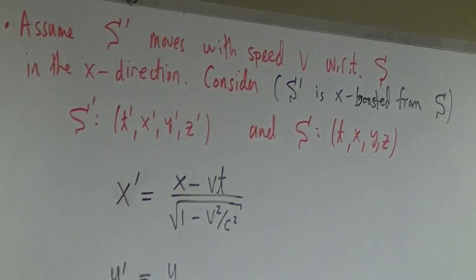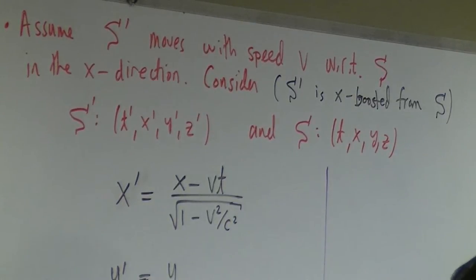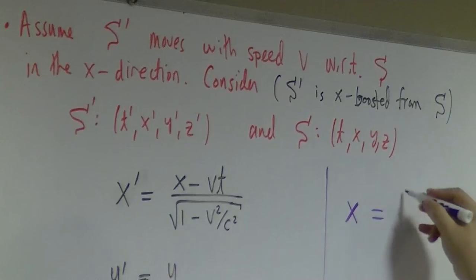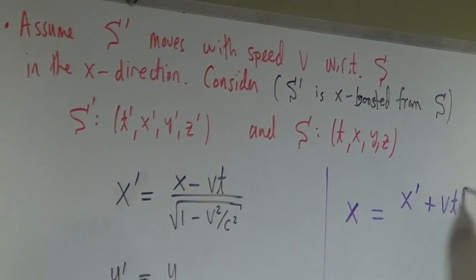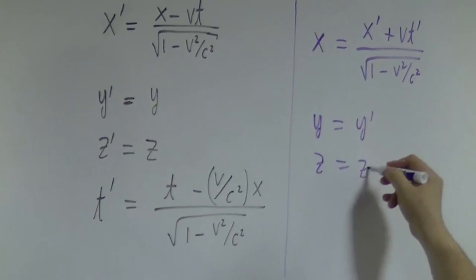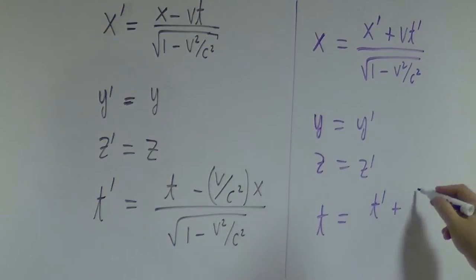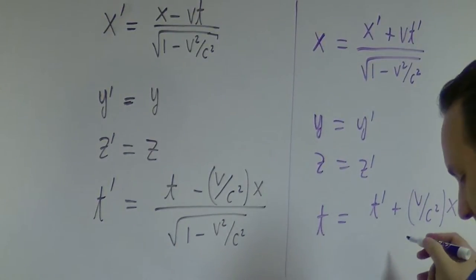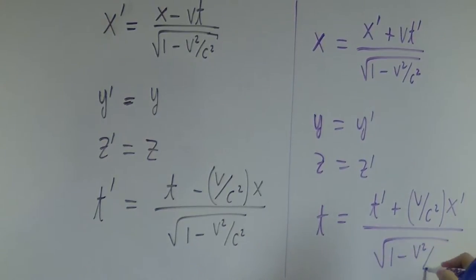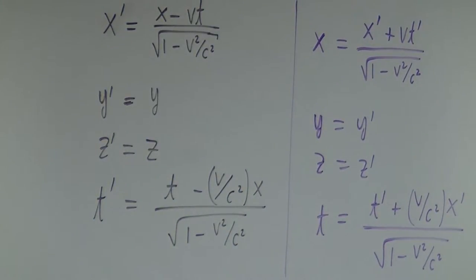And sometimes it's useful to have the reverse transformations, how to go from X to X prime. So the inverse transformations of this: X is equal to X prime plus V T prime divided by the square root of 1 minus V squared over C squared. Y is equal to Y prime, Z is equal to Z prime, those are easy. And T is equal to T prime plus V divided by C squared times X prime, divided by the square root of 1 minus V squared over C squared. You start to see that there's this factor appearing everywhere, right?